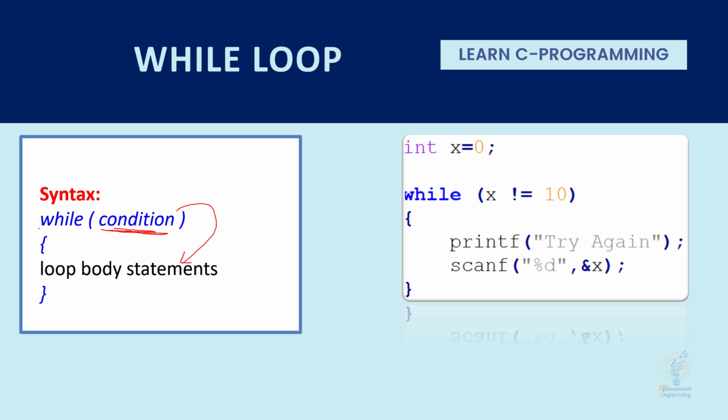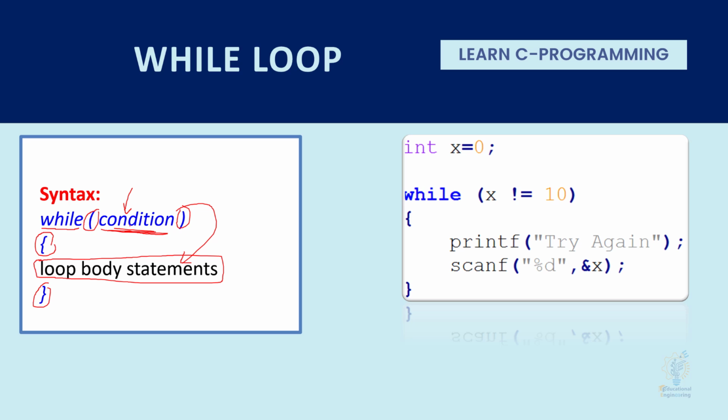Now, the syntax consists of while in small letters, 2 parentheses, and 2 curly braces, as you can see. Between the curly braces, as usual, we write our code, the action that we want to execute. Between the parentheses, we only add the condition. The code will keep repeating itself, keep playing the loop body statement until the condition is false.